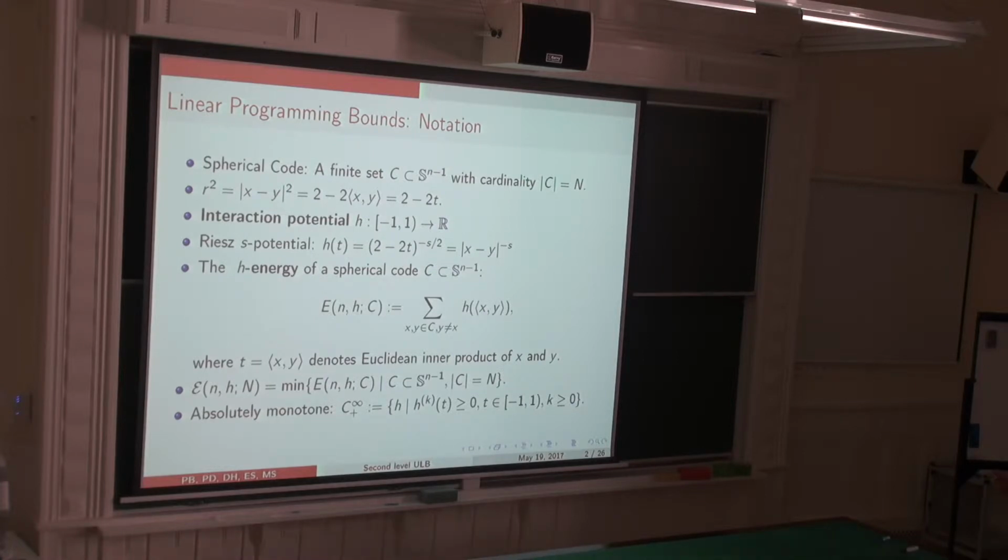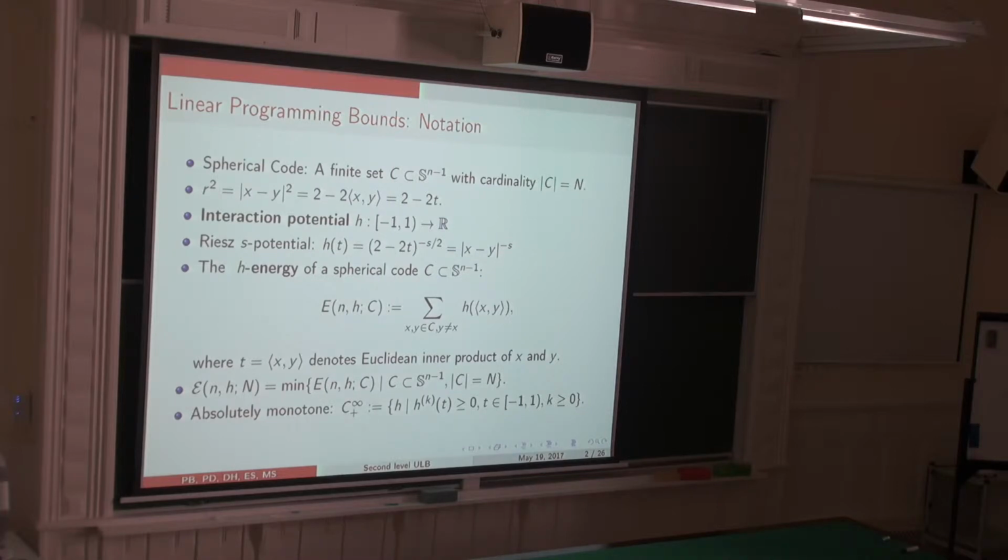The interaction potential will be just a function which is absolutely monotone, meaning that all of its derivatives are non-negative on the interval [-1, 1]. Some of the potentials are the Riesz s-potential, that is (2 - 2t)^(-s/2), which is really the distance to the negative s power. And then, like I said, the Levenshtein problem would be when s is actually -1.